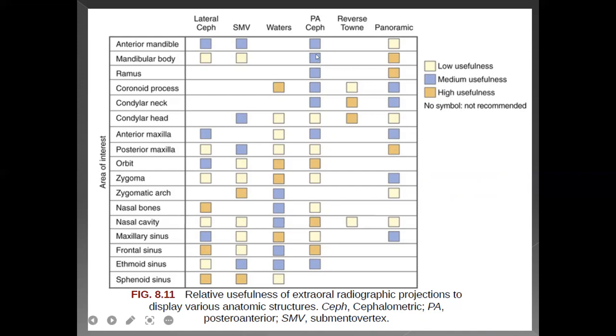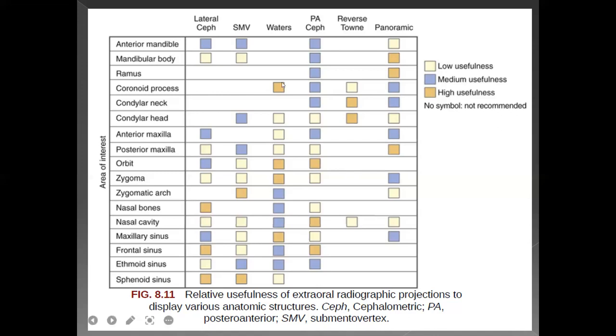When evaluating the mandibular body, the PA skull gives you medium usefulness. Reverse Towns is not a good view for it at all. However, for evaluating the mandibular body, the OPG X-ray is the one which gives you the maximum amount of information. Same for the ramus of the mandible. And when you're evaluating the coronoid, both OPG and PA skull are of equal usefulness. The reason being that since these are taken in somewhat closed mouth position, the coronoid does not come downwards, hence it is obstructed by other structures such as the hard palate and the zygomatic arch. So you cannot see the coronoid very clearly on both X-rays.